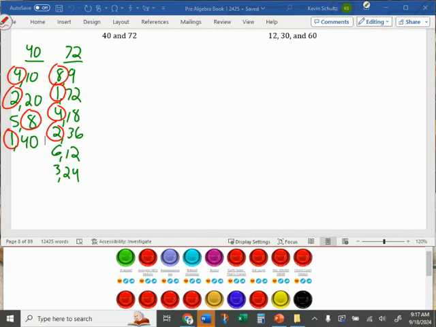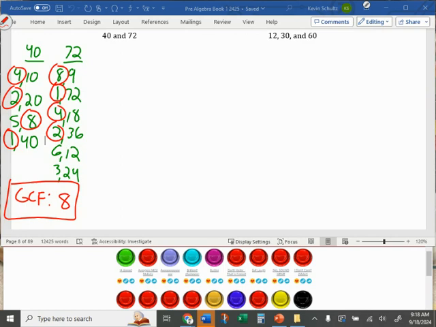It is 8. So the greatest common factor of 40 and 72 is 8. This is the listing method. It's pretty organized. It's not difficult, like I said, unless you're not familiar with your factors. How do you know when you've got them all? Are you right? But this is the way that you could do it.